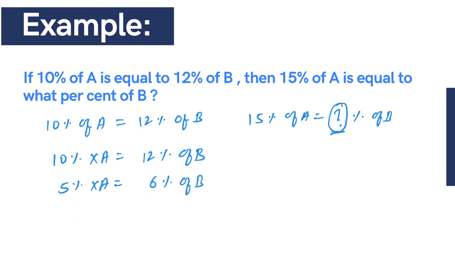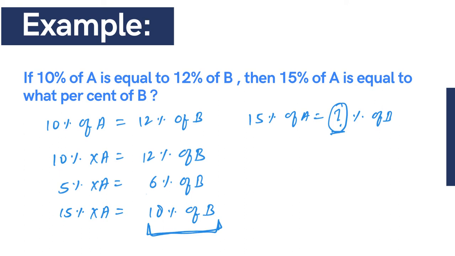So now what I need to do? I have 5%, but here I need 15%. So I multiply this equation by 3. What will I get? I will get 15% of A equal to 18% of B. So this is my answer. This is a very short way to do the question, or you can do it according to the formula also.